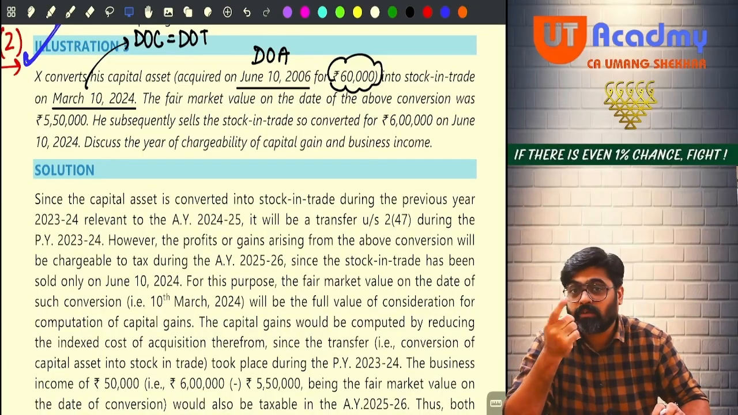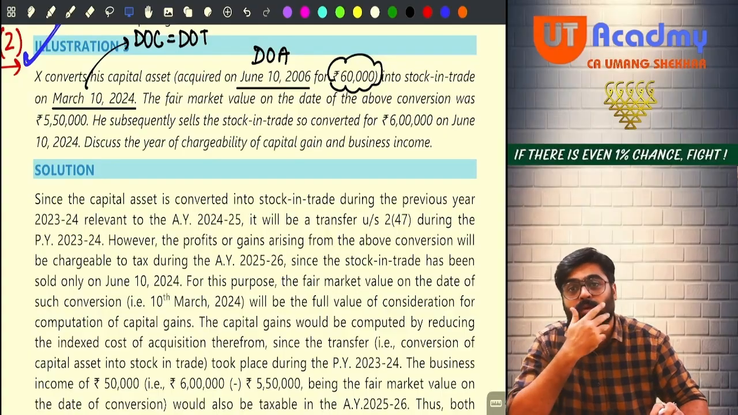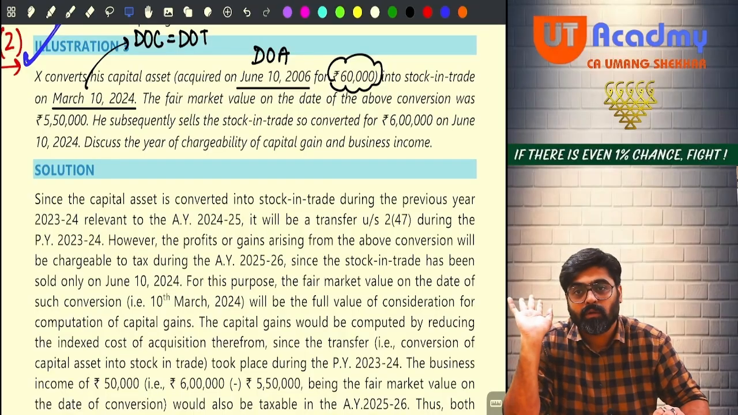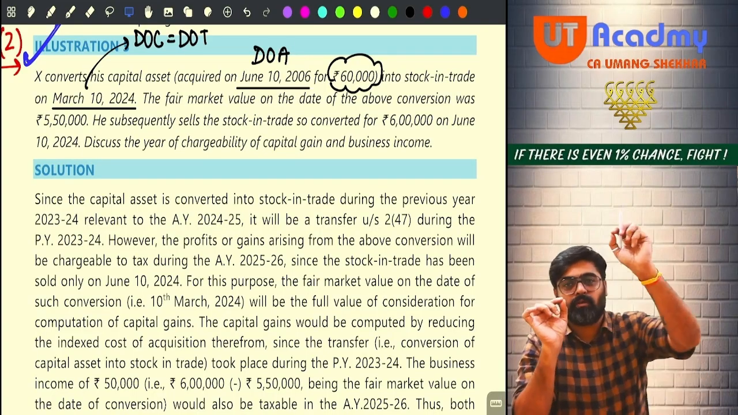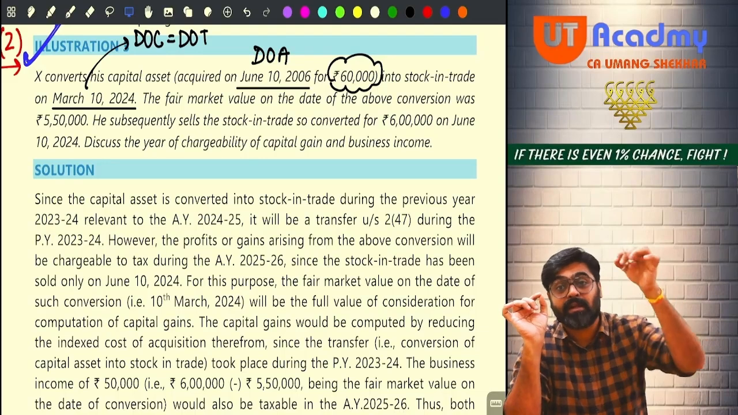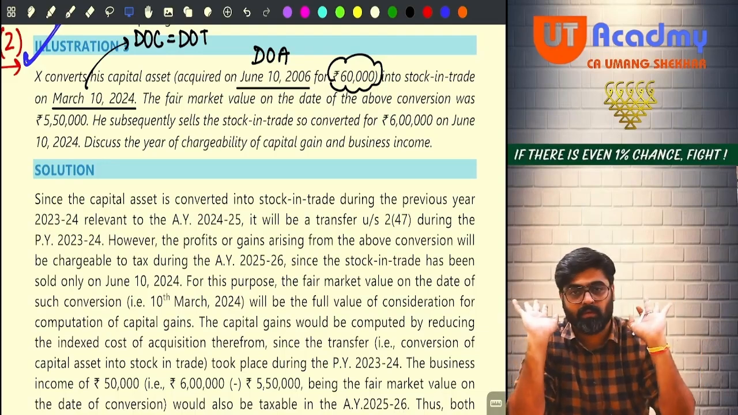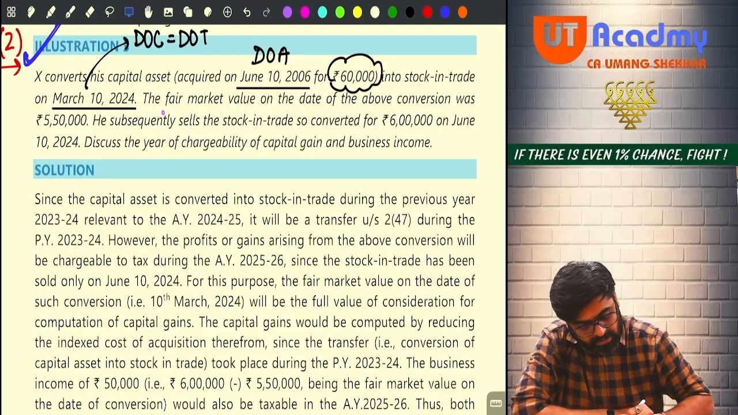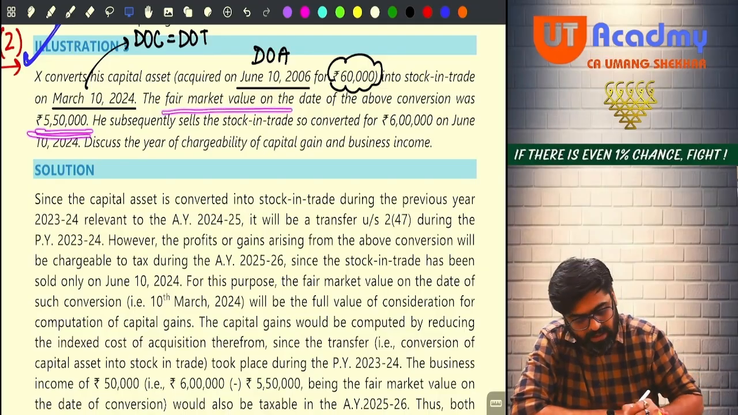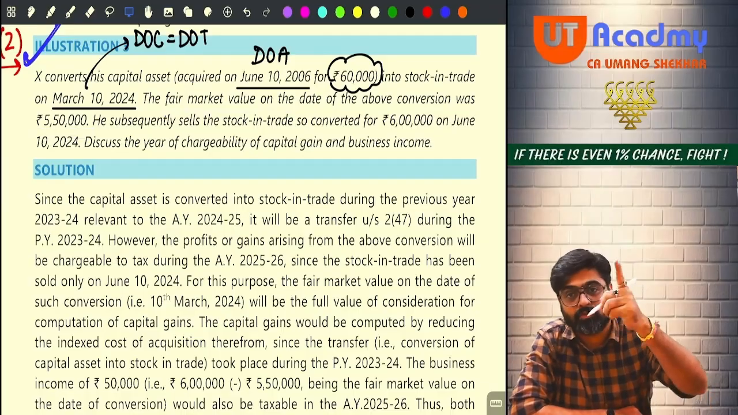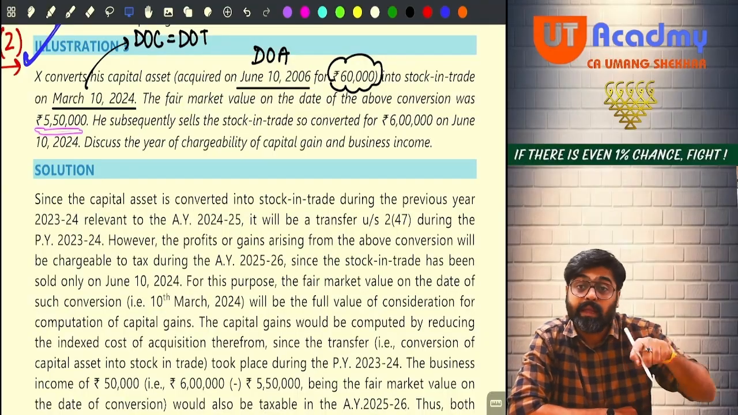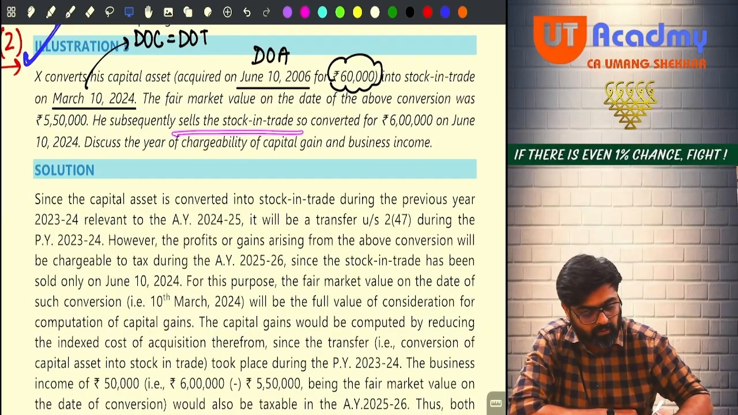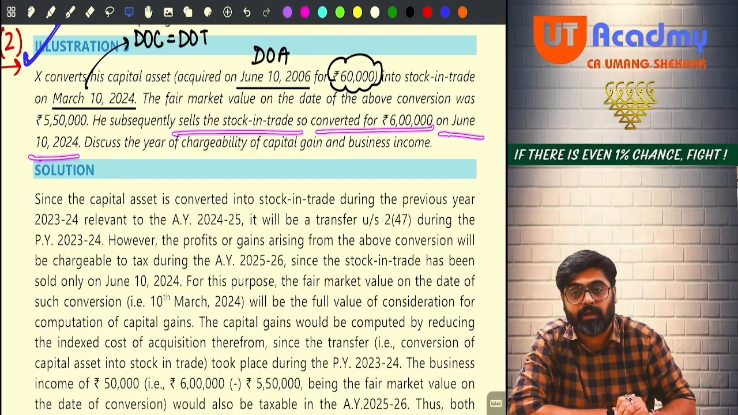Yes or no? Now this is converting, so the date of conversion is also known. When is it converted? 10th March 2024. So this is the date of transfer of his capital asset. The date of acquisition is given, and the date of conversion, meaning the date of transfer, is also given. Now the fair market value was 5,50,000 as on the date of conversion, meaning on 10th March 2024. He subsequently sells the stock in trade for 6 lakh on June 10, 2024.